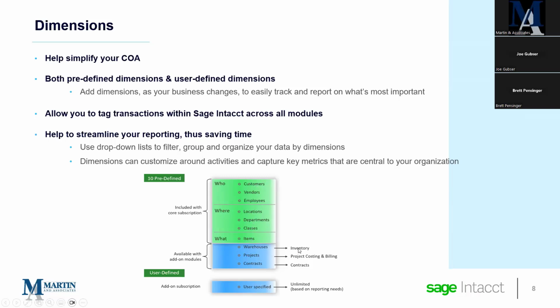Depending on if you add on the inventory module or the project costing and billing module or the contracts module, these will come along with those individual modules if you have those modules, so they will be available. And if there are other needs you have of what you want to track and report off on your data, you can add predefined dimensions as well in different packs to add additional functionality out in the system.